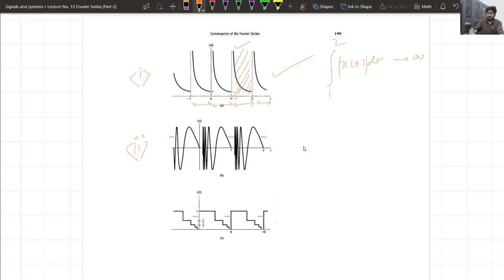In the second case, although this signal is absolutely integrable, still it cannot be represented in terms of Fourier series. Why? Because it has an infinite number of maxima and minima. We will not be able to determine the nature of the signal or the points of presence of maxima and minima. Hence this signal also cannot be represented in terms of Fourier series.